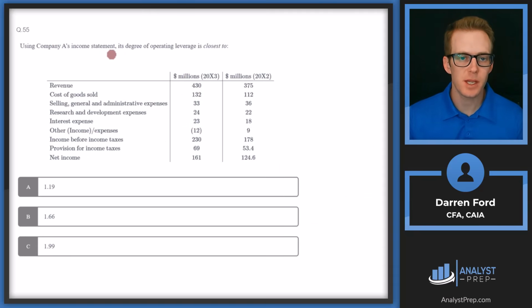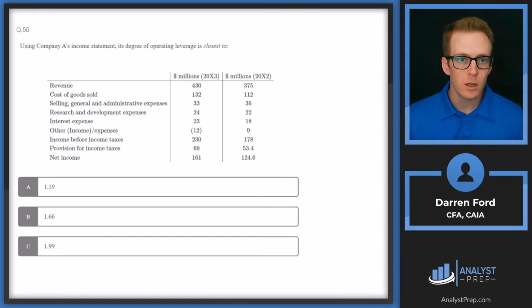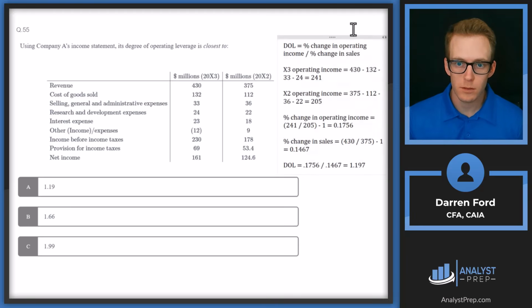Using Company A's income statement, its degree of operating leverage is closest to. So let me pull in our formula before we dive into all these numbers. Our degree of operating leverage is going to be the percent change in operating income divided by percent change in sales. So the percent change in sales will be pretty straightforward. I'll skip down a little bit to here. We're just going to be using our revenue numbers.